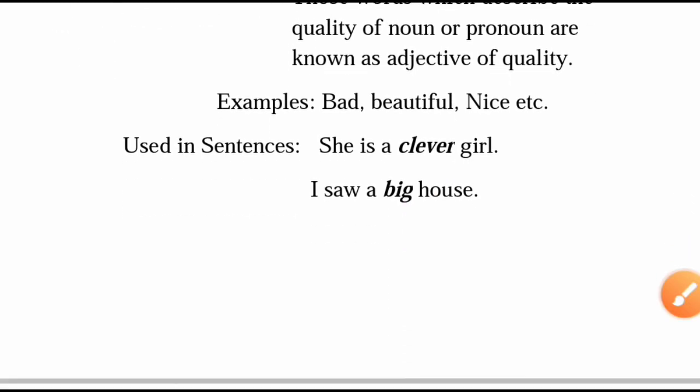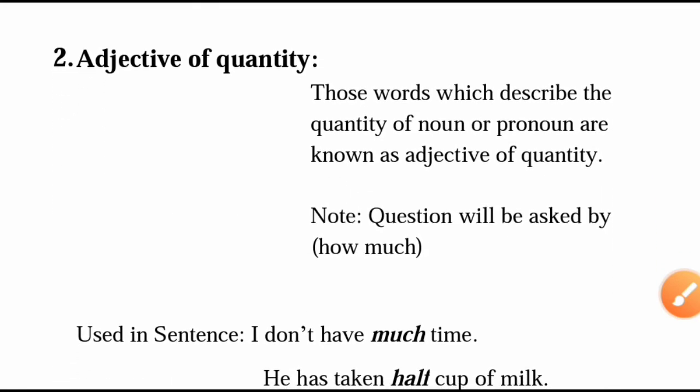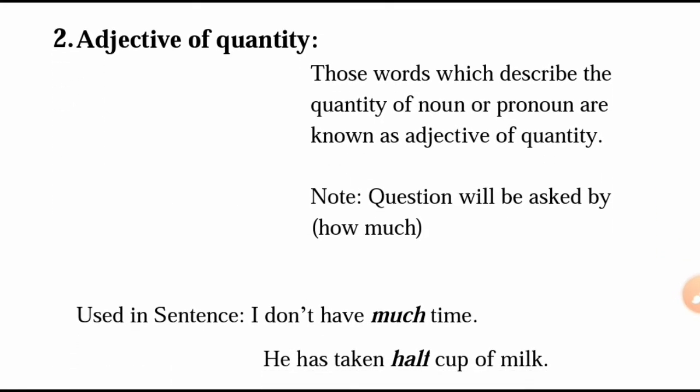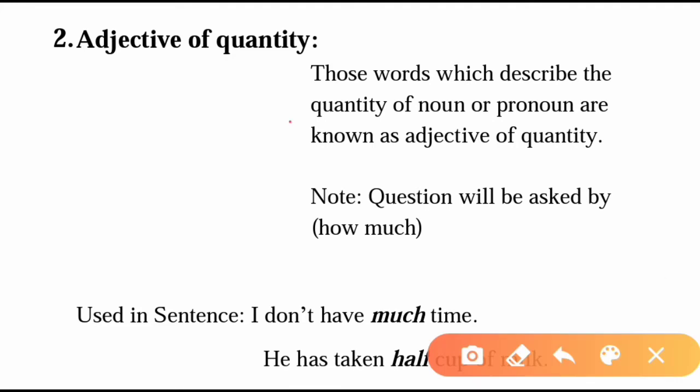Let's talk about the next, which is adjective of quantity. By the word we can understand that quantity means... you can see the definition: those words which describe the quantity of a noun or pronoun. So this is the adjective of quantity, the words that are talking about the quantity of a noun and pronoun. Normally you can note here that the question will be asked with how much. Those sentences with questions made with how much, we can say, are adjectives of quantity.